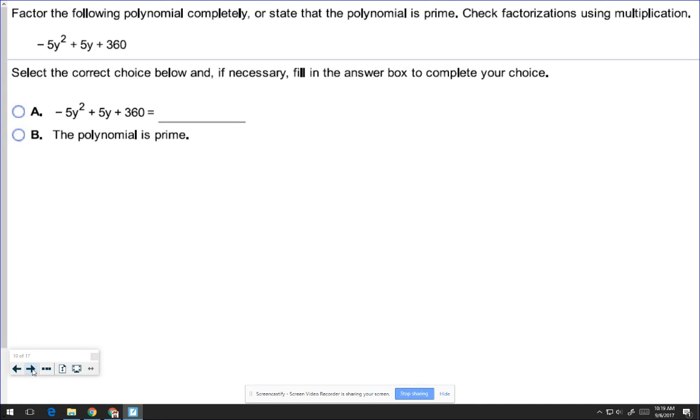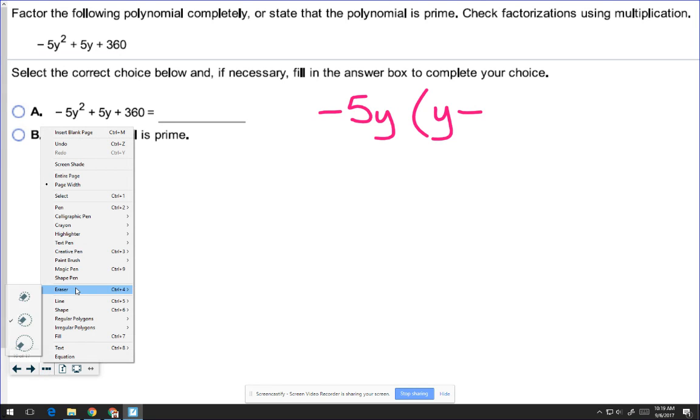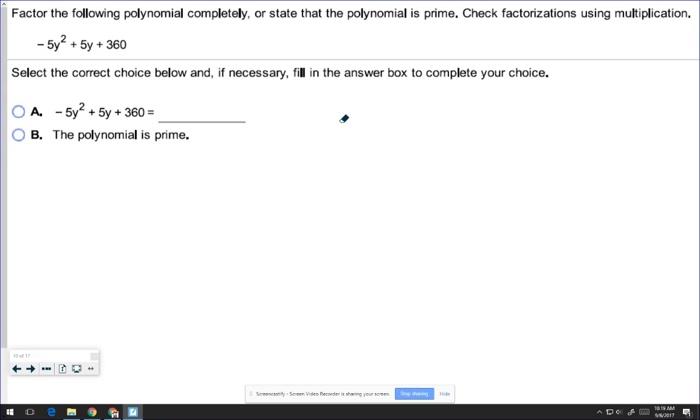This guy has 3 terms, but again, GCF. Since the first term is negative, we're going to take out a negative GCF. I don't take a y out. Just take out a -5. That would leave me with y squared minus 1y. And then 360 divided by 5 is going to be 72, I believe. Yep, 72. So that would be minus 72.